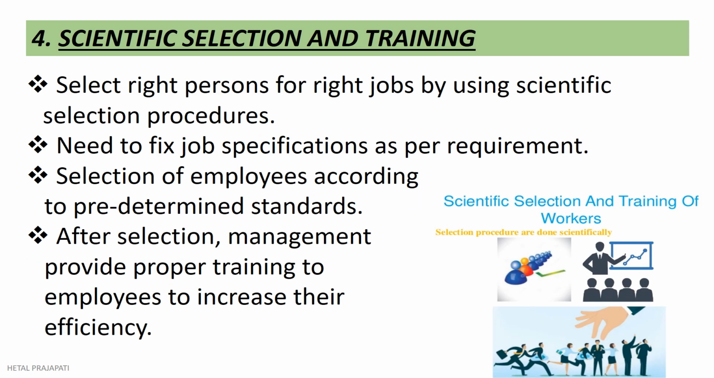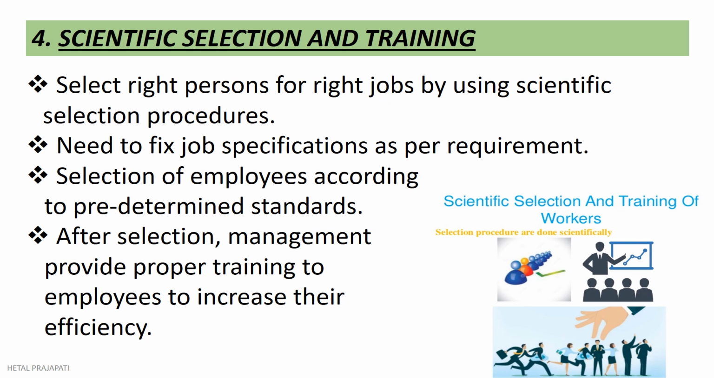Scientific selection and training. It refers to selecting the right person for the right job by using scientific selection procedures. For example, the procedure for scientific selection is receiving application, screening application, personal interview, written test, panel interview, reference check, medical examination, final selection, and lastly, placement of an employee.